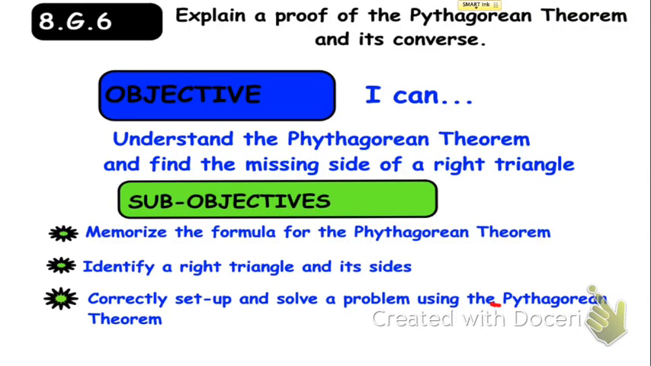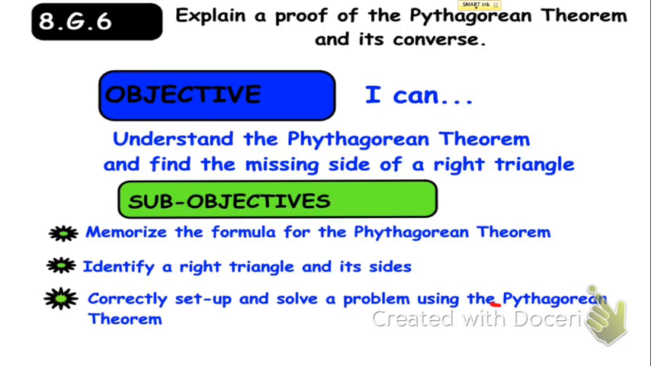Okay, our objective for today is I can understand the Pythagorean Theorem and find the missing side of a right triangle. Yesterday we learned about the Pythagorean Theorem and found the length of the hypotenuse, which is the longest side.